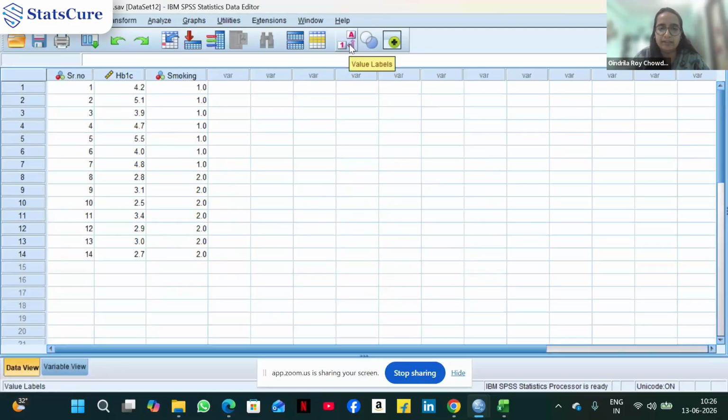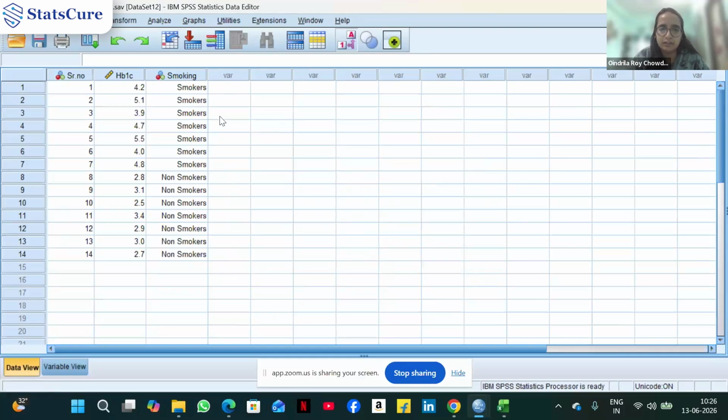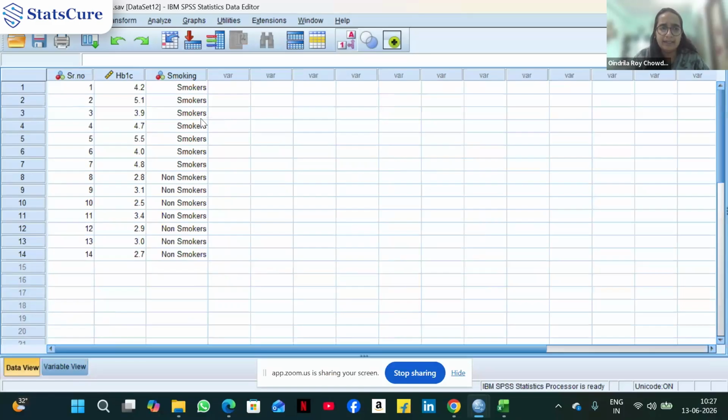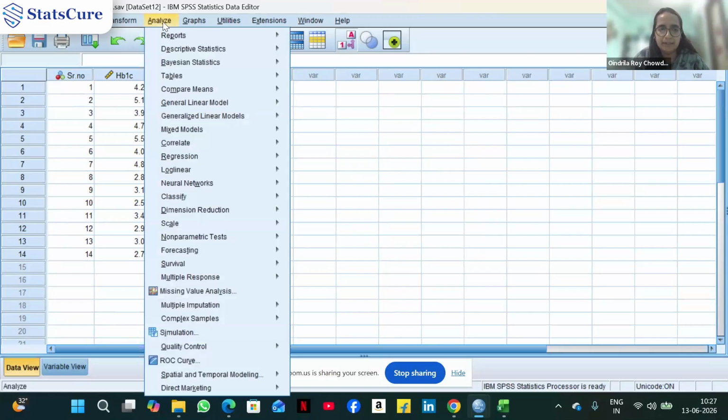If I click this button, it will show the actual levels of that smoking status column. This one is the smoking status value, and HbA1c is obviously a continuous numeric value, that's why it is also showing numeric and scale here. This is my actual data view after importing the data from Excel. Then I will take you through how to analyze the independent sample t-test.